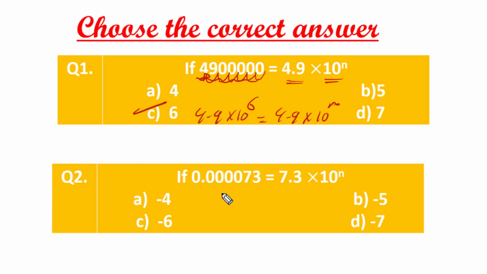The second is the same idea. You have to write this number in scientific notation. It will be 7.3 times 10 raised to the negative power. Just count 1, 2, 3, 4, 5. 10 raised to the power negative 5 equals 7.3 times 10 raised to the power n. By comparing, we will get that n equals negative 5.